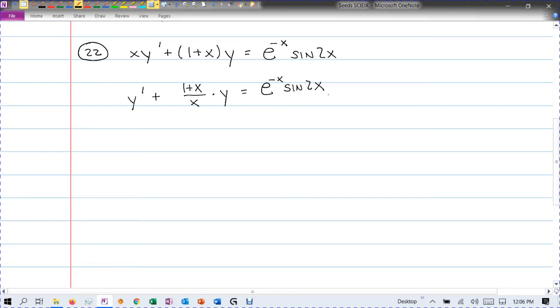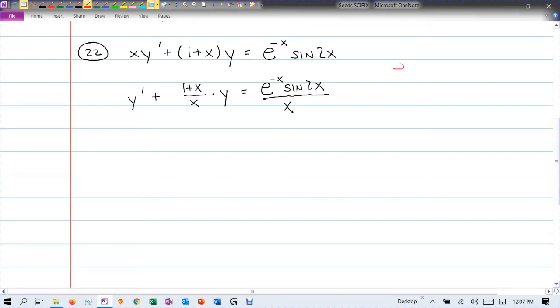22, xy prime plus 1 plus x y equals e to the negative x sine 2x. All right. First I'll divide by x. Boy, this looks real nasty on the right side. Okay, hopefully that'll clean up.